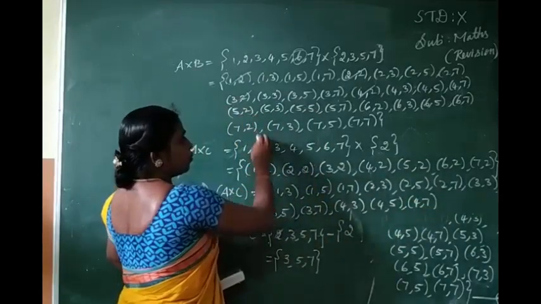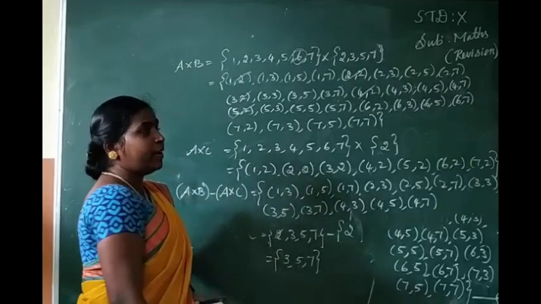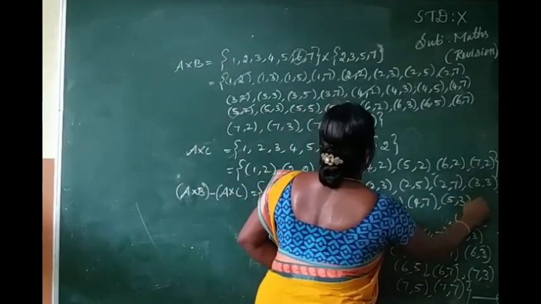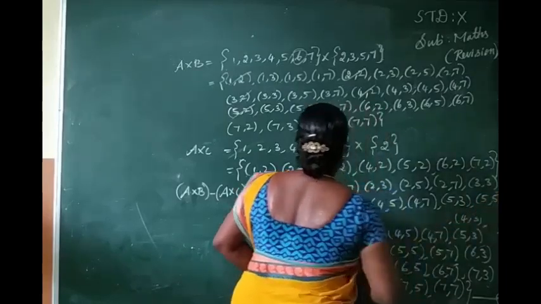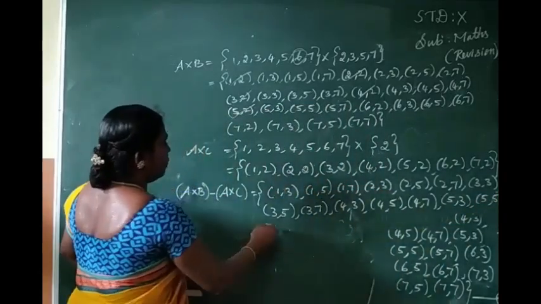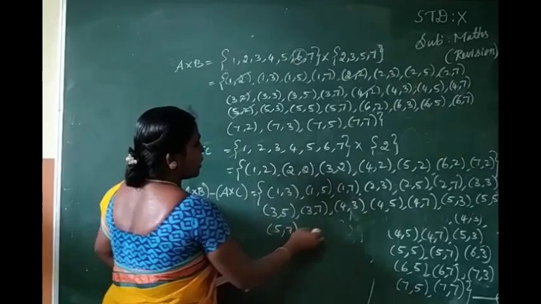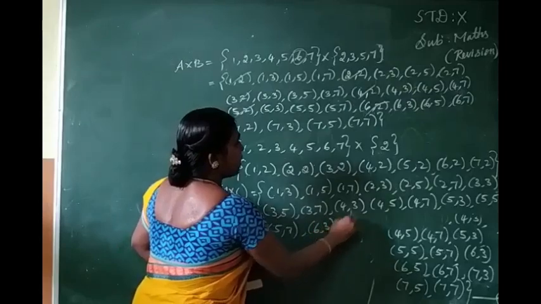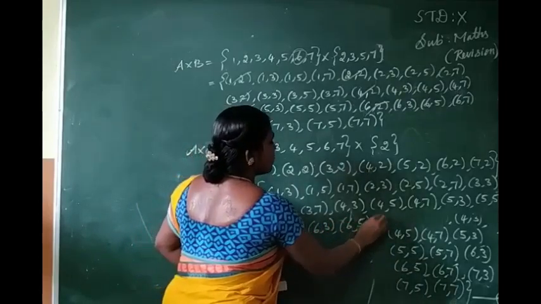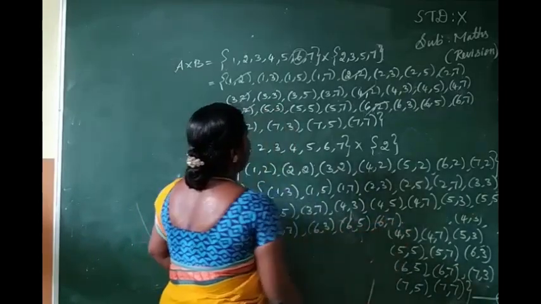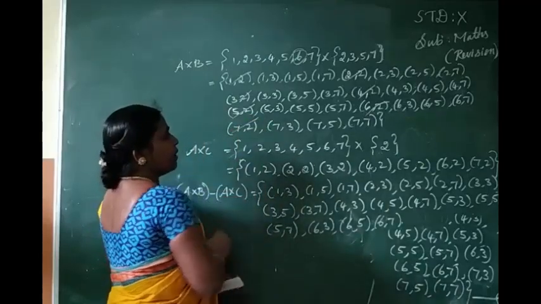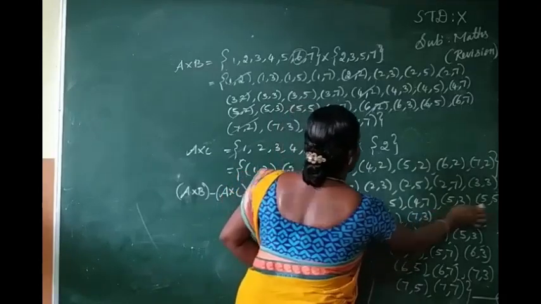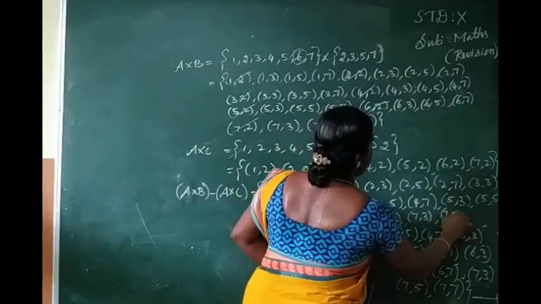Next 5 comma 2, 5 comma 2 is common, so you leave it. So remaining 5 comma 3, 5 comma 5, 5 comma 7. 6 comma 2 is also common, you leave it. 6 comma 3, 6 comma 5, 6 comma 7. Next one 7 comma 2, you leave it. So what are the elements remaining? 7 comma 3, 7 comma 5, 7 comma 7.